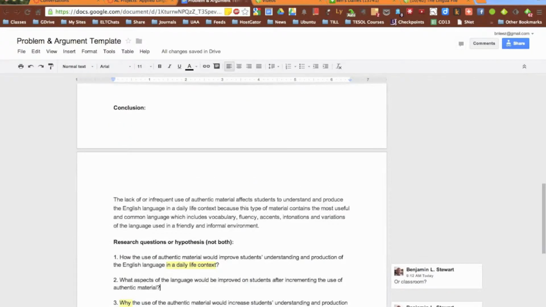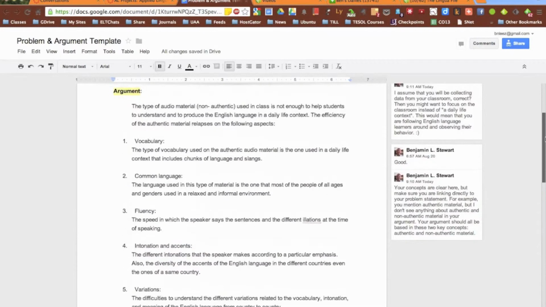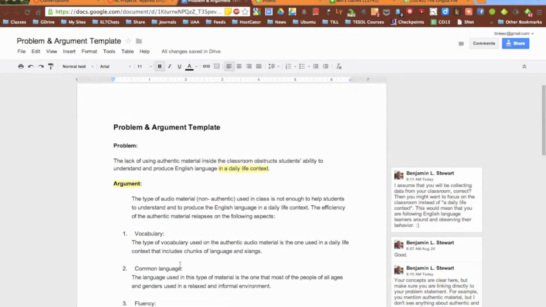So here I just want to draw your attention to this example. Again, it's a good use of argument, stating key concepts. In this particular case, just make sure that these key concepts are directly related to the problem and some of the key terms that are presented in the problem itself. Now, one thing too that I would like to draw your attention to in this particular problem, at the very end, they mention in daily life context.